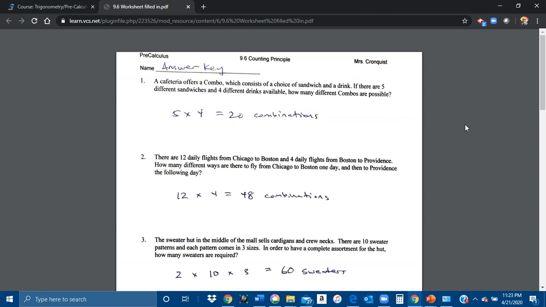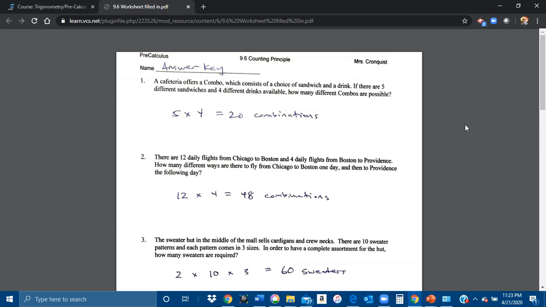Right. There are 12 daily flights from Chicago to Boston, and then 4 daily flights from Boston to Providence. How many different ways are there to fly from Chicago to Boston on the first day, and then from Boston to Providence the second day? Well, there's 12 ways to do it the first day, and then there's 4 different ways to do it the second day. So it's going to be simply 12 times 4, or there's 48 different flight combinations.